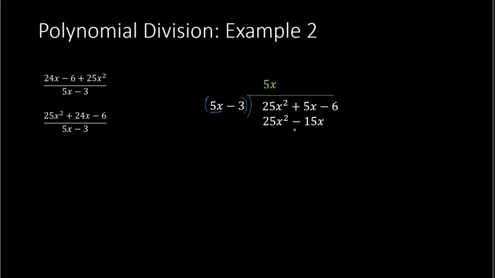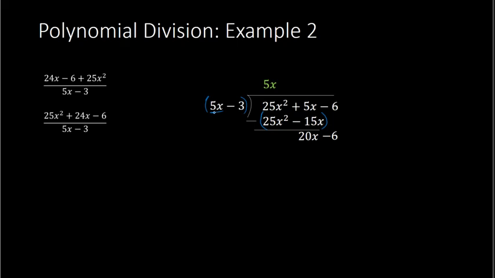So that is step 2, and now step 3, I need to subtract. So when I subtract, remember I'm subtracting this entire quantity. So I have 25x squared minus 25x squared. That will cancel and give me 0. Now be careful with the second term. We have 5x minus a negative 15x. Minus a negative becomes a plus. So we have 5x plus 15x, which gives me 20x. So that is 20x, and then I can bring down the negative 6 and repeat the entire process again.